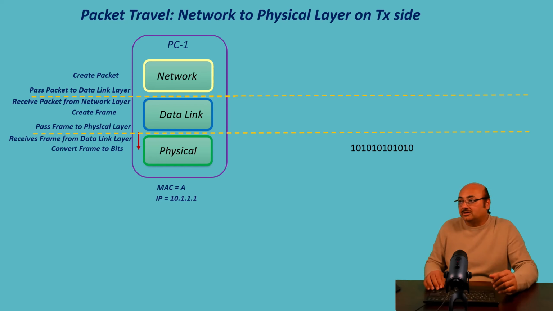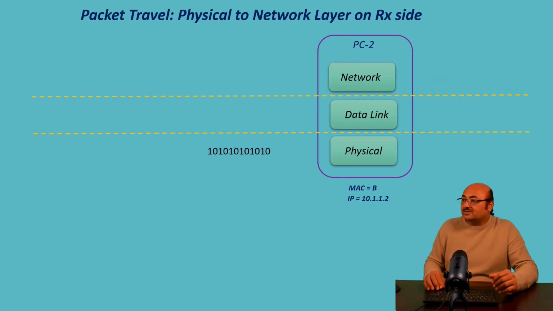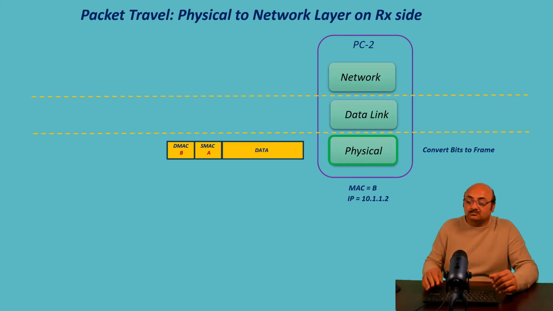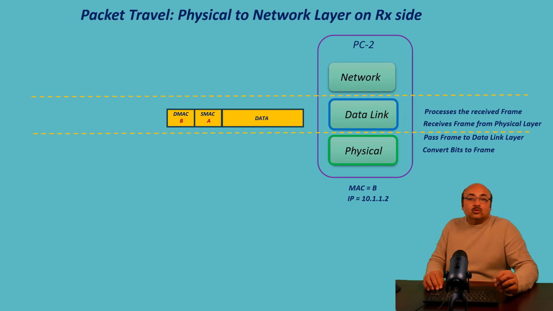Now let's move in the opposite direction and focus on the receiving side. On the receiving side, we have the bits. The physical layer first converts these bits to the frame. Once the frame is ready, it moves the frame to the upper layer, which is the data link layer. The data link layer receives the frame, and as mentioned in the previous lesson, it processes the received frame. Well, I'm going to modify this statement from processes the received frame to extract the packet.